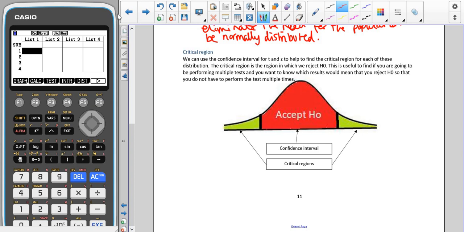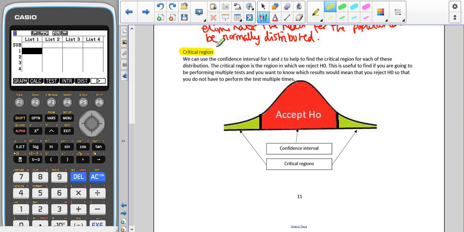So now we're going to be moving on to having a look at critical regions. Now, critical regions actually exist in all the hypothesis tests that we perform. If you think about when we have a look at, let's say, the values in the formula booklets, they are critical values. Critical values are the first value within the critical region.